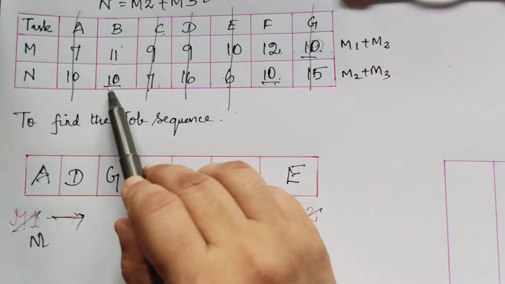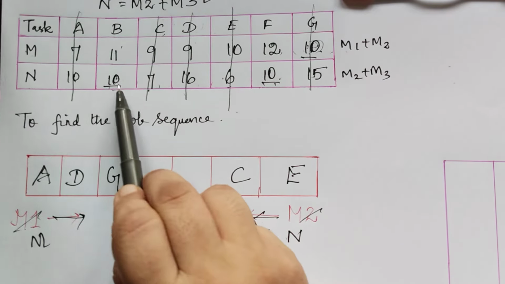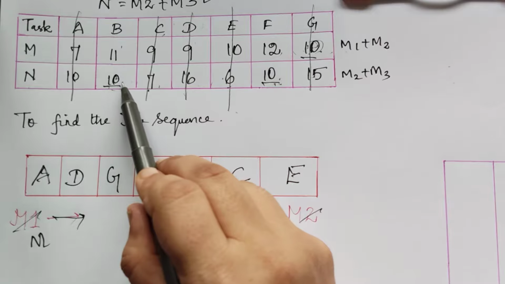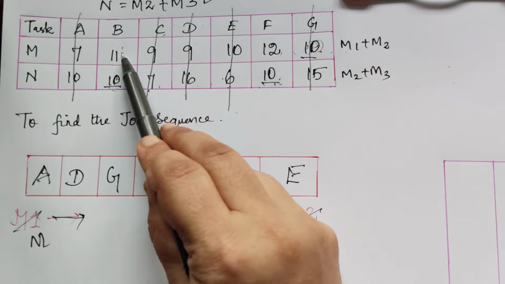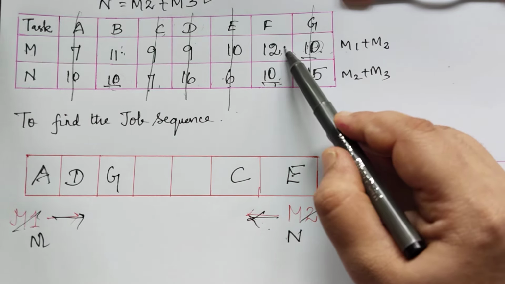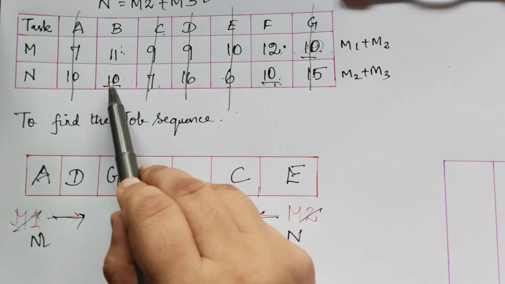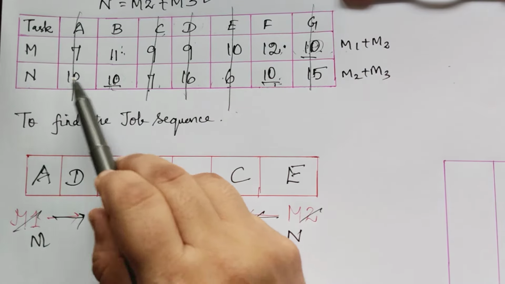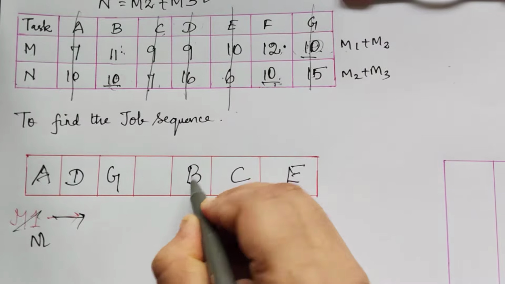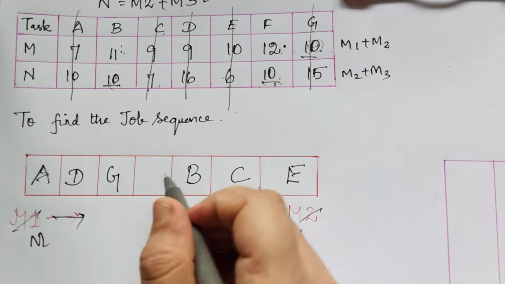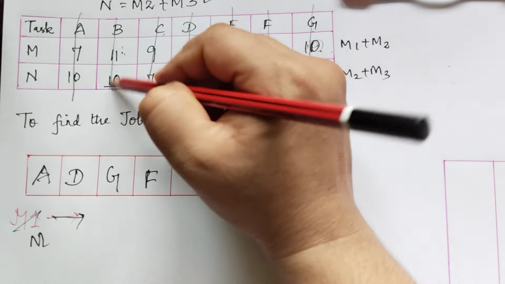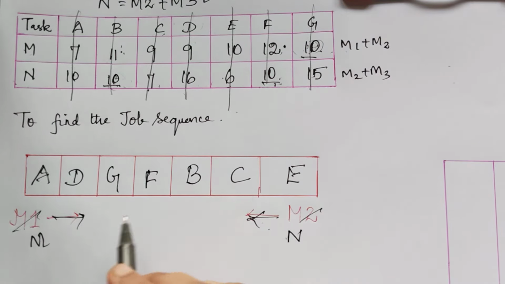But since these two tens have appeared in the same mission, they have a tie between them. So in that case, for this 10 the corresponding value is 11, and for this 10 the corresponding value is 12. Out of these two, which is minimum? 11 is minimum. So this 10 has to be considered first. It is under mission N and the job is B, so we have to write B over here, and then we have to write F over here. So these two jobs are also done now. So therefore this is the job sequence.